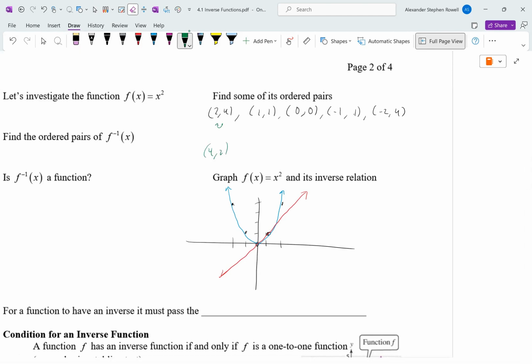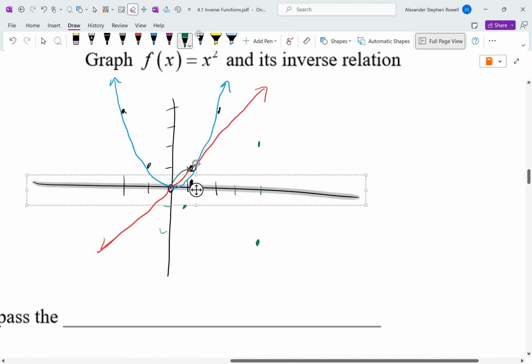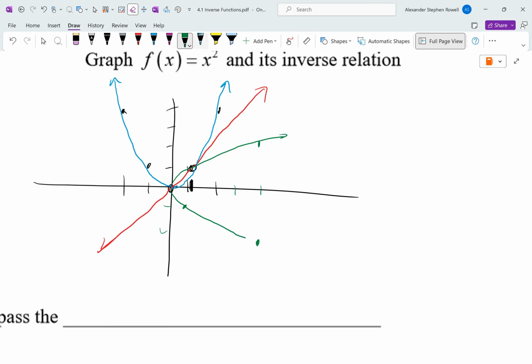4, 2. Okay, what about 1, 1 flipped? 1, 1. What about 0, 0 flipped? And -1, 1? Okay, that's different. That's here. And then 4, -2? Okay, I should really graph this more carefully. All right, let me be really careful here. So you were absolutely right. It looks like a C, right?